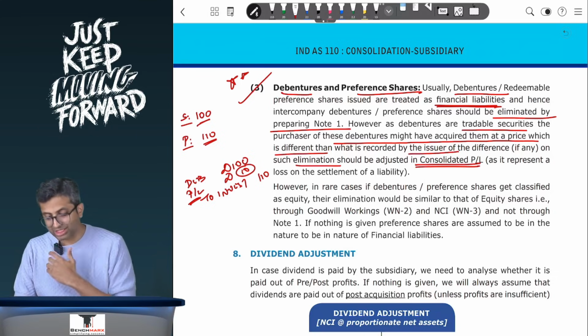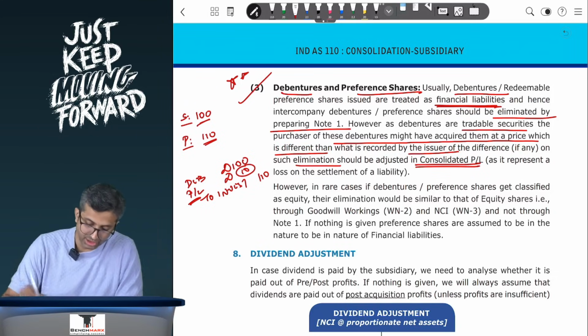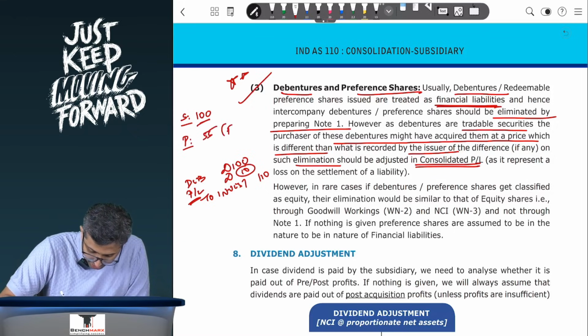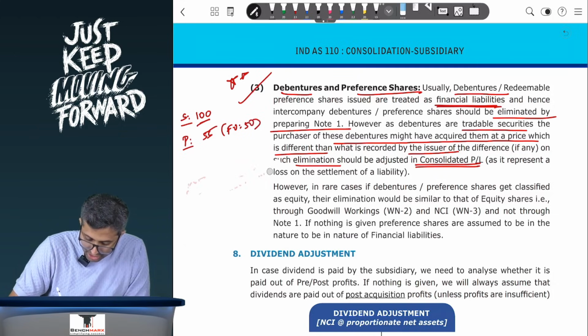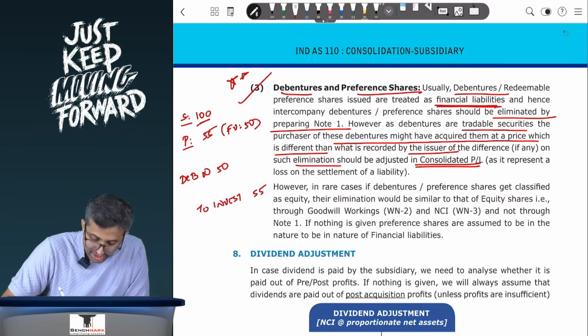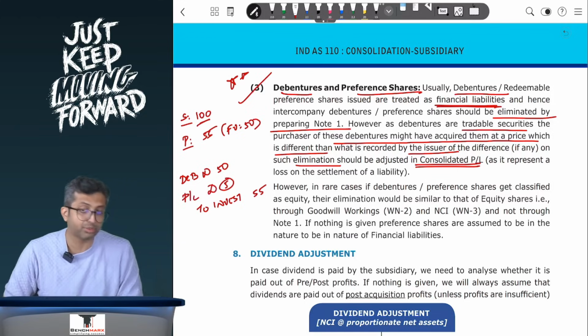Now, it is not necessary that you have acquired all the debentures. It is possible that the subsidiary had 100 worth of debentures, and you acquired only debentures worth 55. These debentures had a face value of 50. The remaining debentures continue to be payable. So when you eliminate, you don't eliminate the entire 100 worth of debentures. You will eliminate the liability which is intercompany. Investment is 55, but that eliminates a liability worth 50, and hence 5 rupees will go to the consolidated P&L in working note number 1.